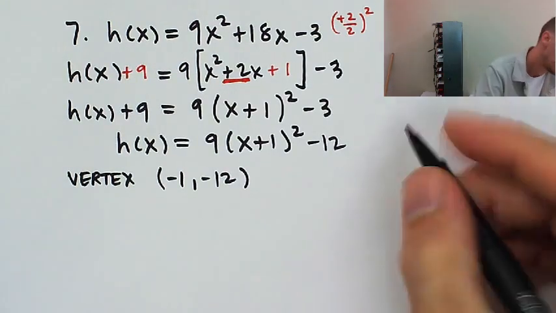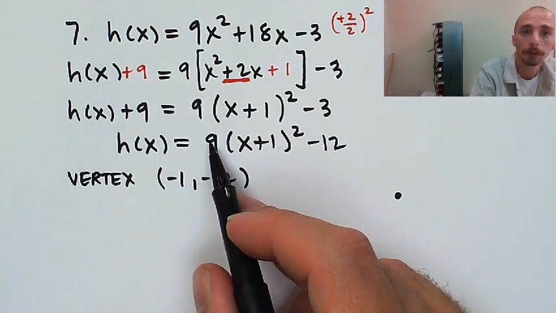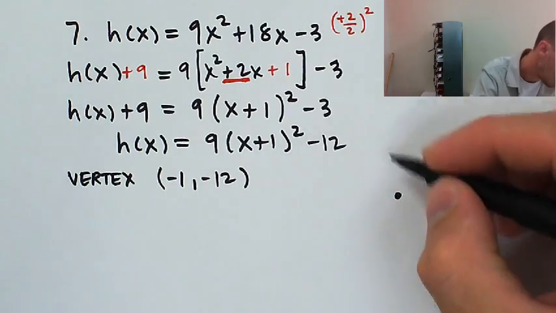Okay, that's, I think, enough. I'm going to draw a very narrow parabola that opens upward because of that positive 9 times x plus 1 squared.